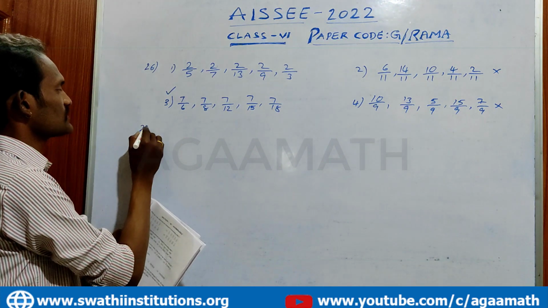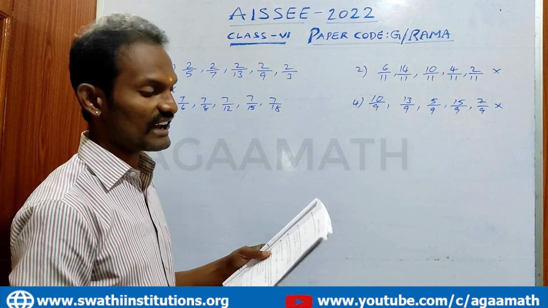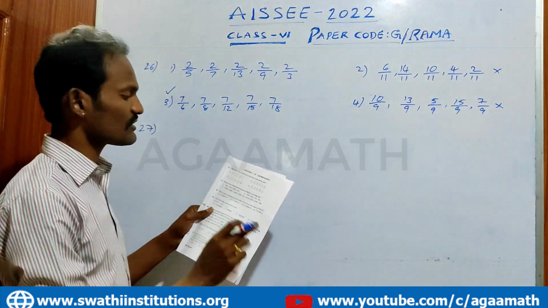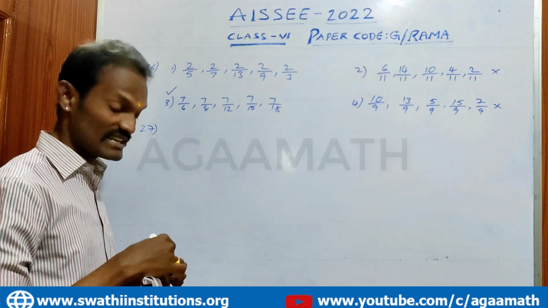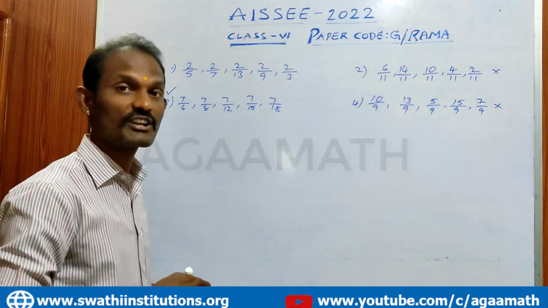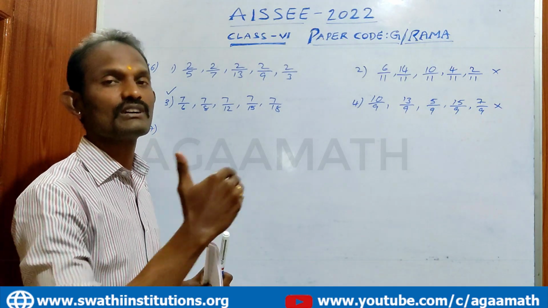Now let us look at the 27th question. Which of the following numerals are arranged in ascending order? Descending order means big to small. Ascending order means small to big, that is least to greatest.